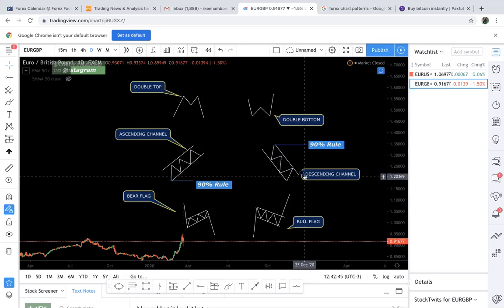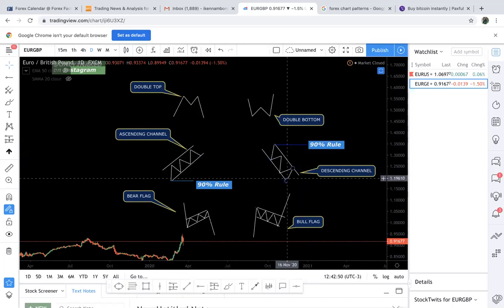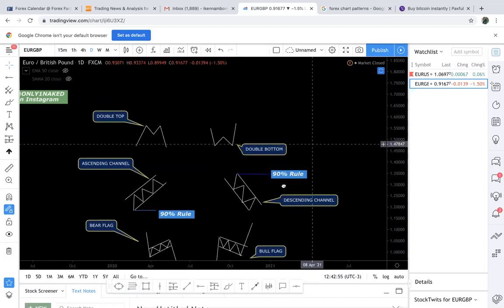So vice versa when we get a descending channel, okay? Descending channel on a downtrend, price tends to reverse to the upside, okay? So we know the 90% rule is take profit one.